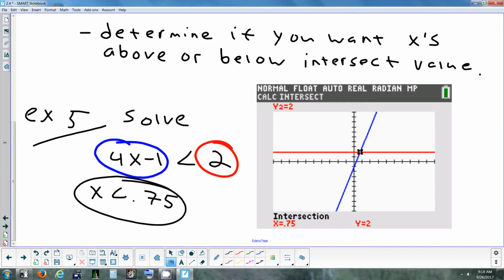So any question on how to solve a linear inequality with this method, doing an intersect? And if the directions say to solve on a graphing calculator, it doesn't matter which way you do it. You could do it either way.